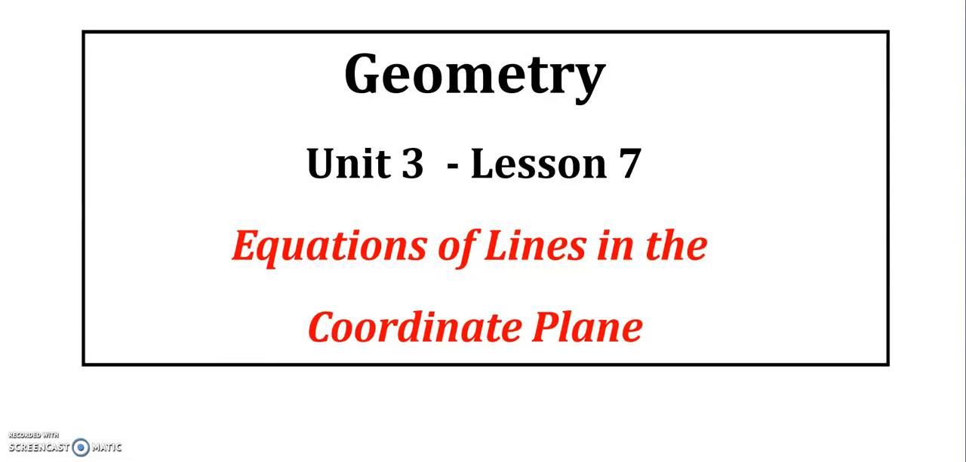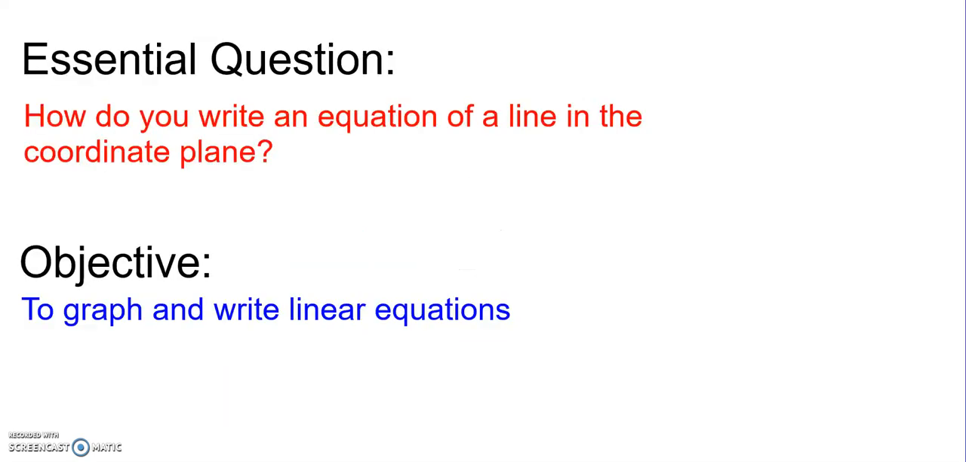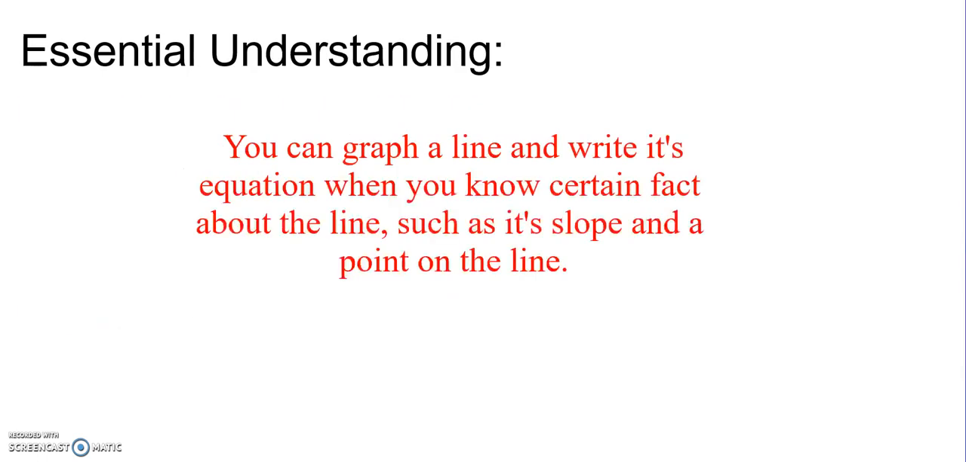Coming at you with Unit 3, Lesson 7, Equations of Lines in the Coordinate Plane. Our essential question is, how do you write an equation of a line in the coordinate plane? And our objective is to graph and write linear equations. Our essential understanding is that you can graph a line and write its equation when you know certain facts about the line, such as its slope and a point on the line.